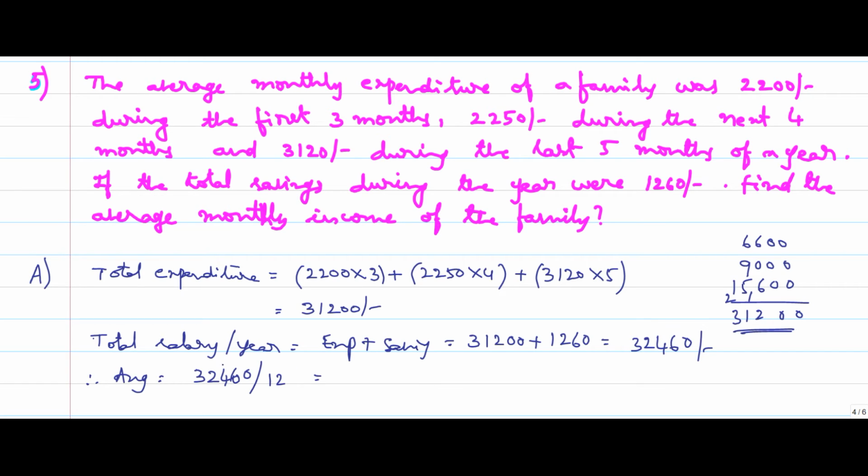So which is equal to, 12 twos are 24, and 12 sevens are 84, and it is 6, so it is not going ahead, so 0. 60, now it will come 60, so 12 fives are 60. So this is his average salary. Okay, let's move on to the next question.